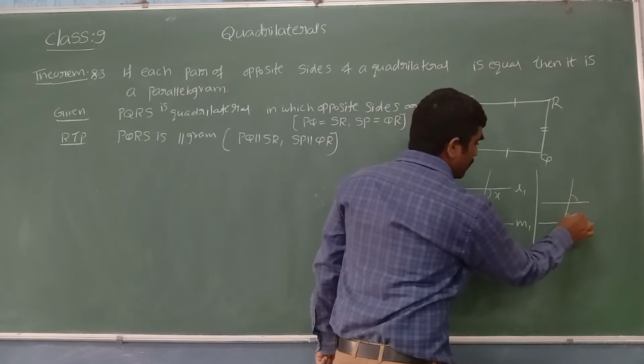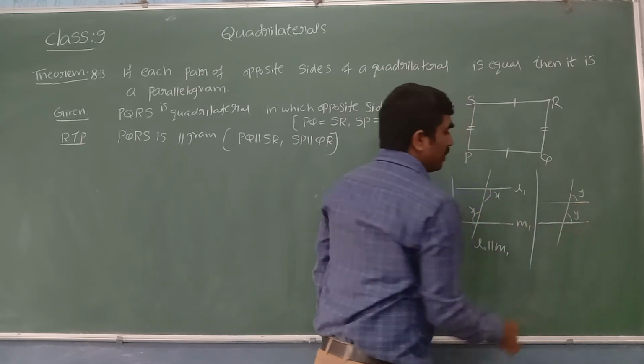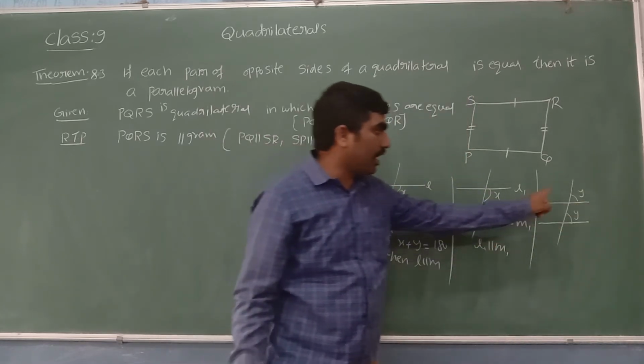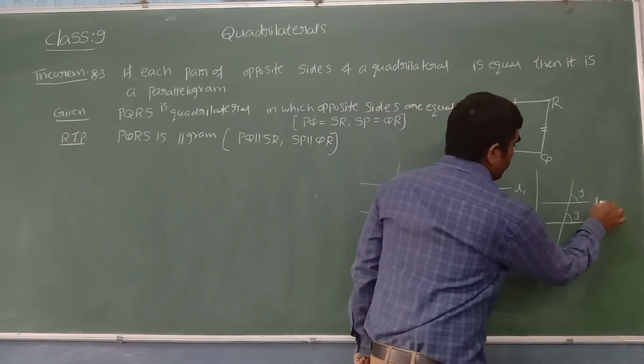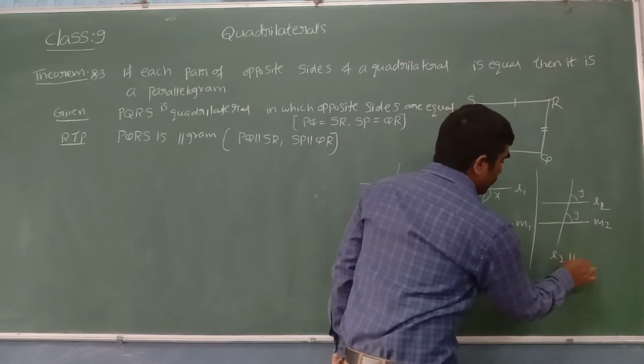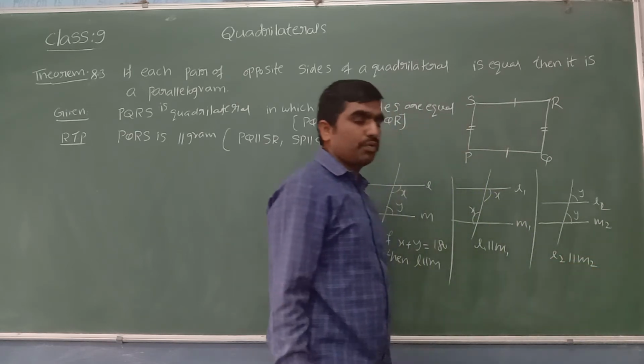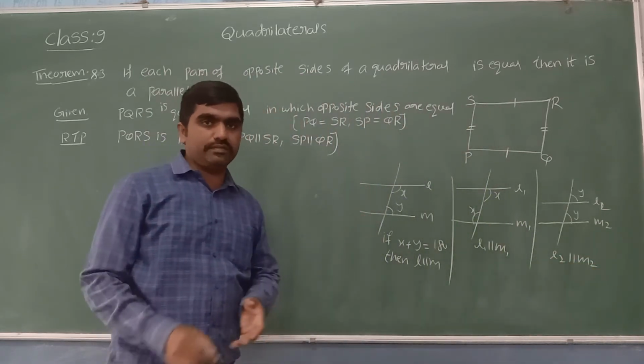Or suppose let me take two lines, and a third line intersecting at two different points. If these two angles are equal, they are called corresponding angles. If corresponding angles are also equal, then we can say that lines are parallel. So these are the different ways we have to say that two lines are parallel.